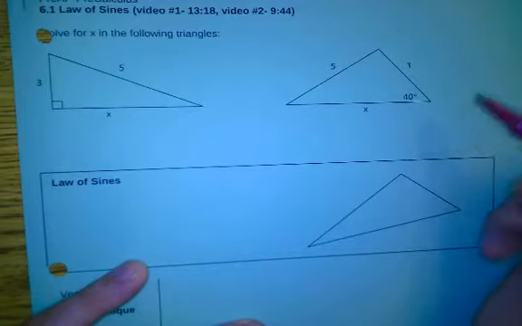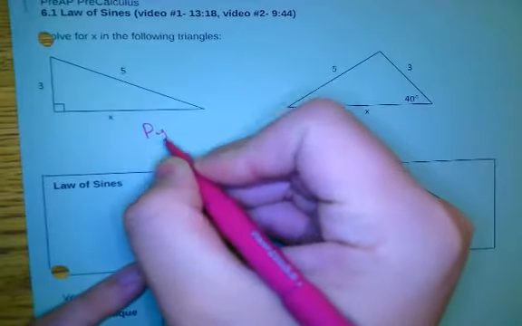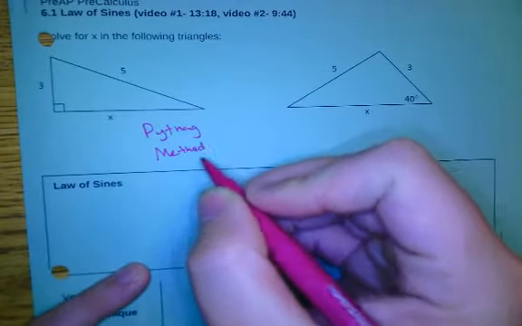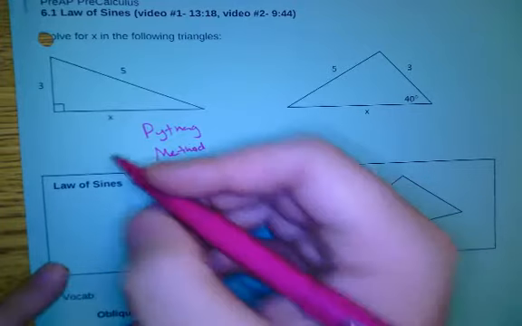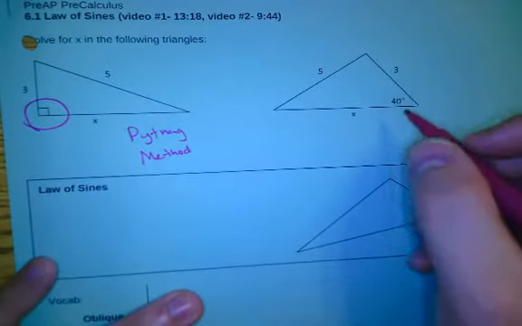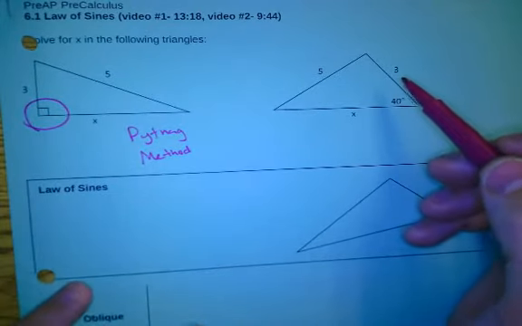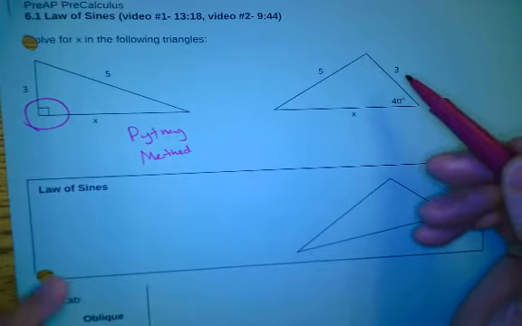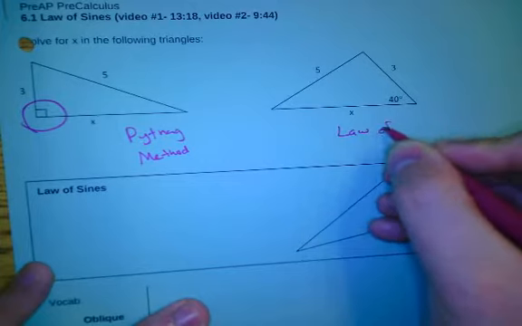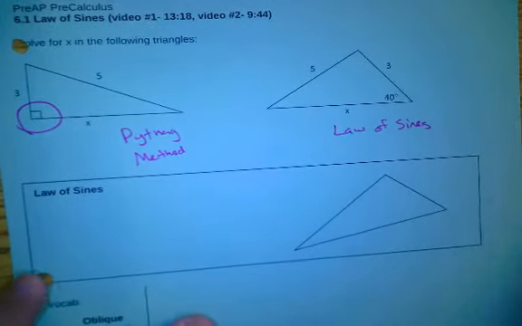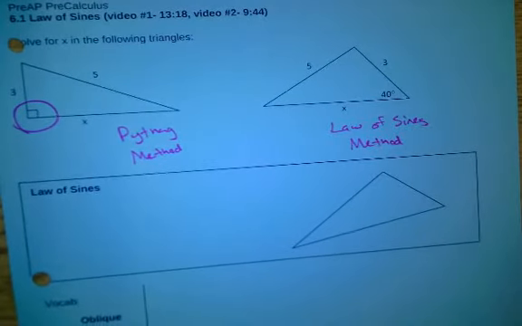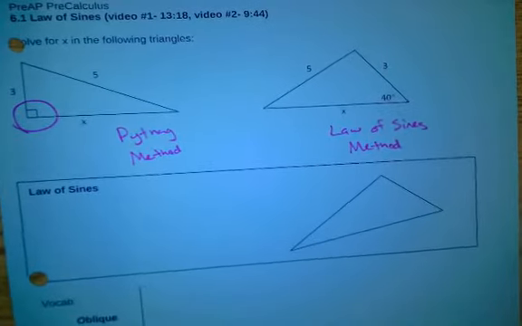No. So this one is, I'll write this over here. So this is the Pythag method. Nice and easy. It's a right triangle. It's that guy right there. This one, there is a way to do it right now without learning law of sines, but it's a lot of work. So this one would be a law of sines method because it is not a right triangle.